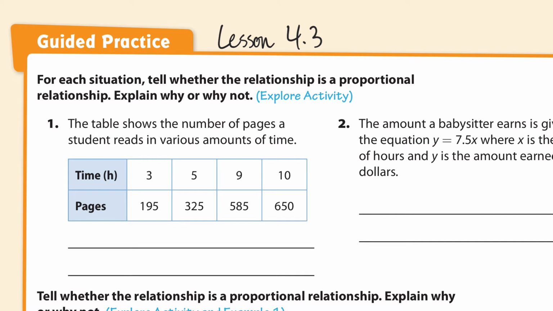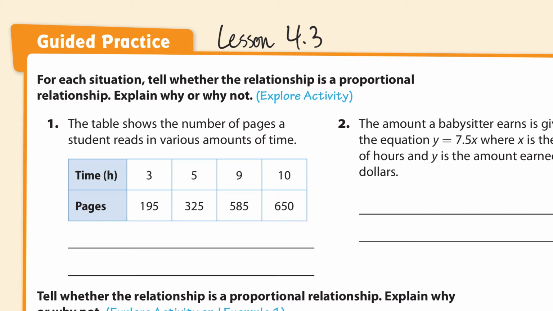All right, so onward to the first question, which is: for each situation, tell whether the relationship is a proportional relationship. Explain why or why not. This is back in the Explore activity that was done earlier. The table shows the number of pages a student reads in various amounts of time: 195 pages in 3 hours, and this many pages in 5, and so on.